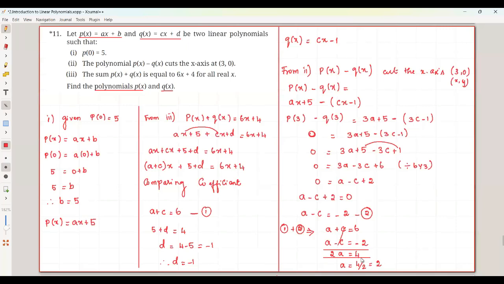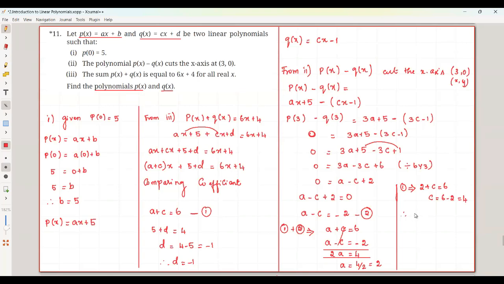Now I can just find the C value. So A is equal to 2, and using any one of the equations, equation number 1, A value is 2, so 2 plus C is equal to 6. That means C is equal to 6 minus 2, which is 4.